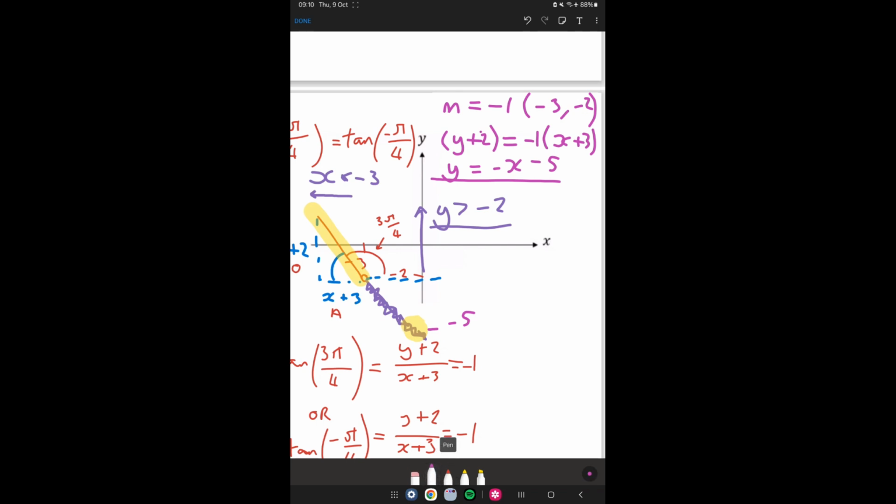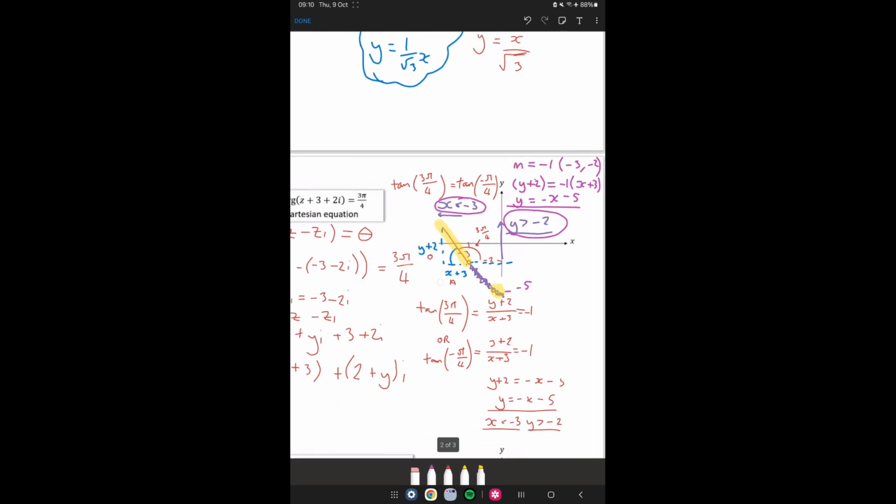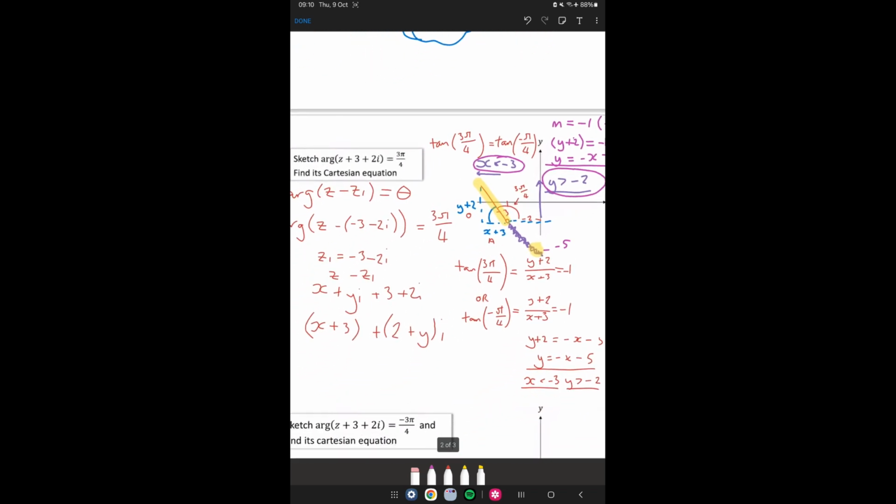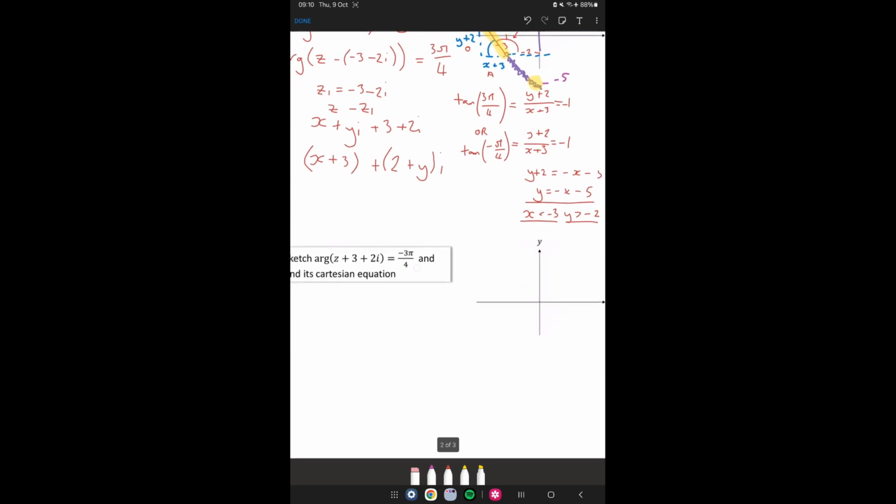And like before, you still have to restrict it and say, well, x has to be smaller than -3 and y has to be greater than -2. So that's how we do that one. And then let's think about what would happen here.